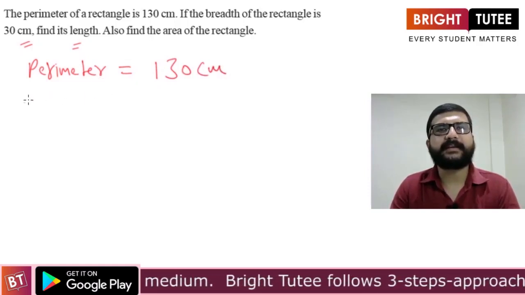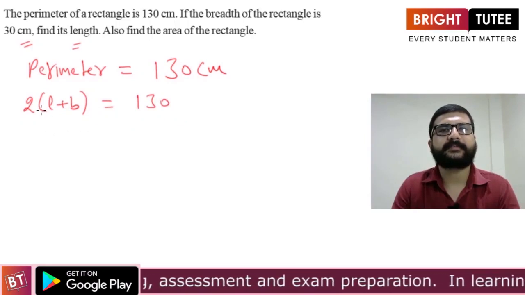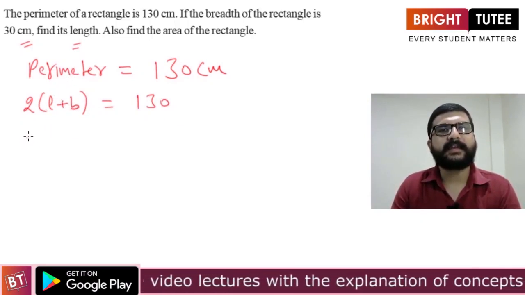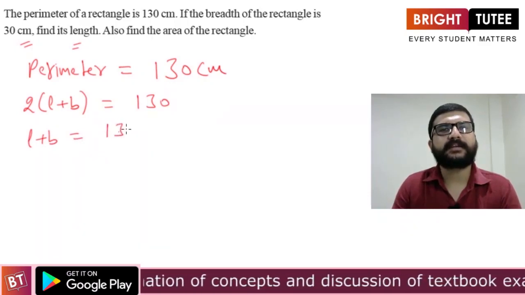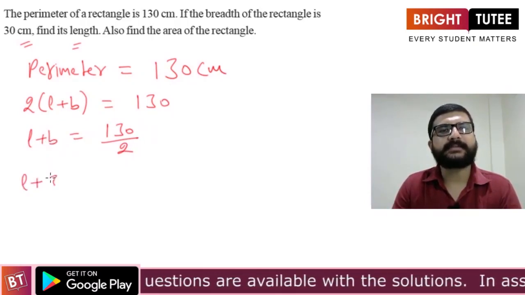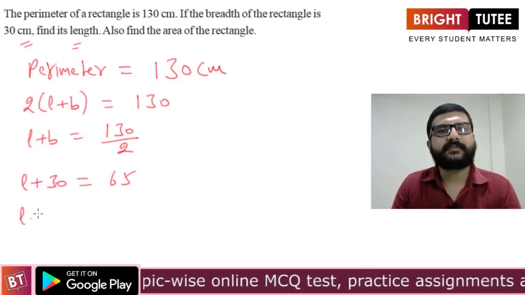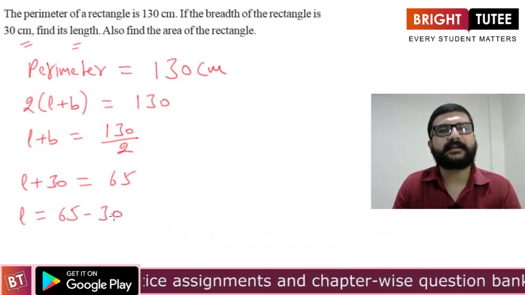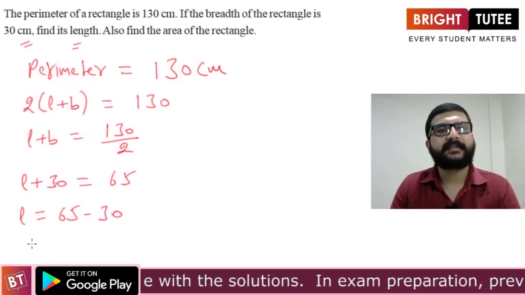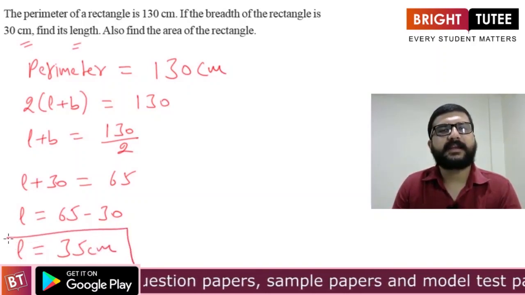Now we know the formula for perimeter. It is 2 into L plus B, and this is equal to 130 centimeters. Now from here we need to find length. Breadth is already given to us. It is 30. So we will have L plus B is equal to 130 divided by 2. We transposed this 2 here. Now the value of B is 30. So we will get L plus 30 is equal to 130 divided by 2. It is 65. So therefore we will get L is equal to 65 minus 30. We transposed this 30 on the right side of the equation. So 65 minus 30 is 35. So length we are getting as 35 centimeters.